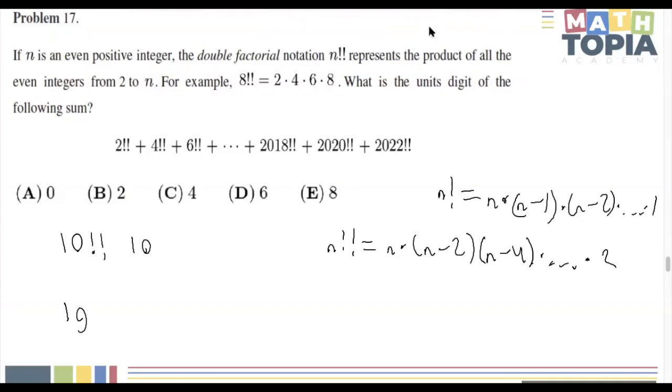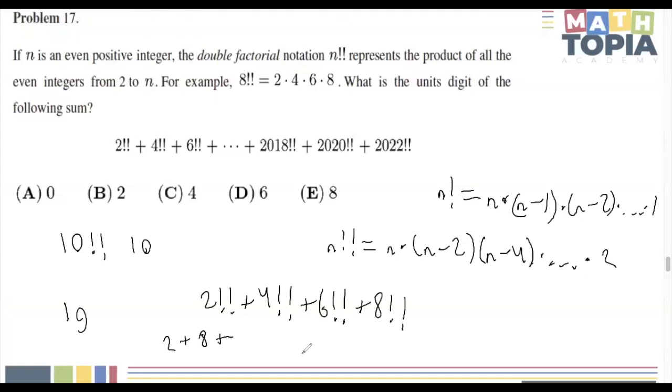So therefore, all we need to consider is 2 double factorial plus 4 double factorial plus 6 double factorial plus 8 double factorial, and all the other numbers will end in 0. So we don't worry. 2 double factorial, well, that's clearly just 2. 4 double factorial, that's 4 times 2, 8. 6 double factorial, that's 6 times 4 times 2, which is 48.